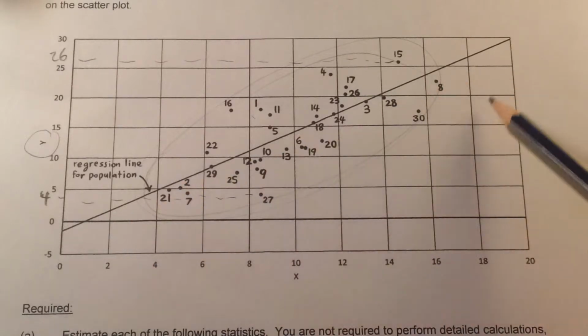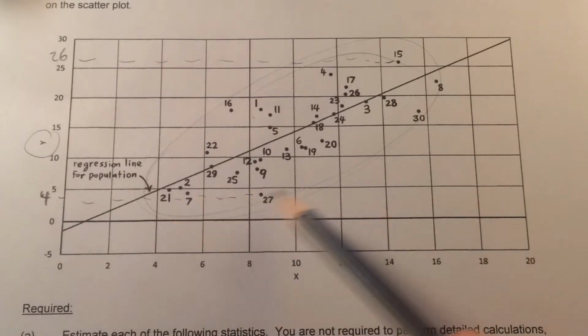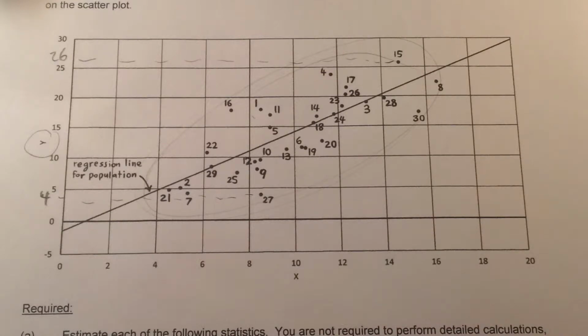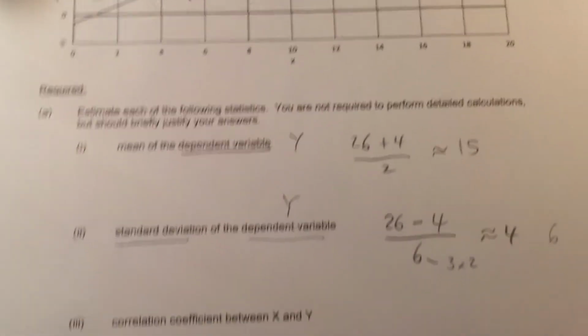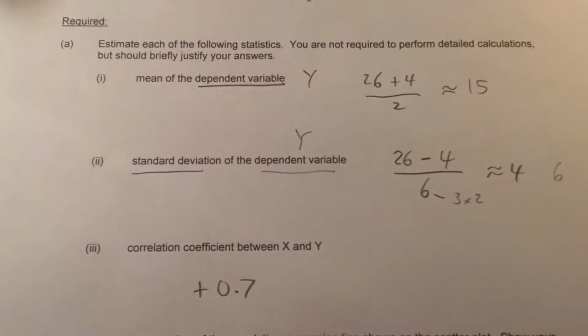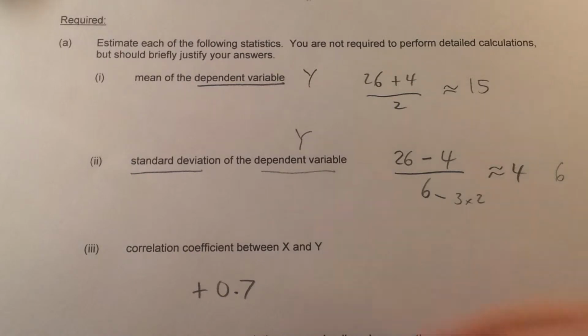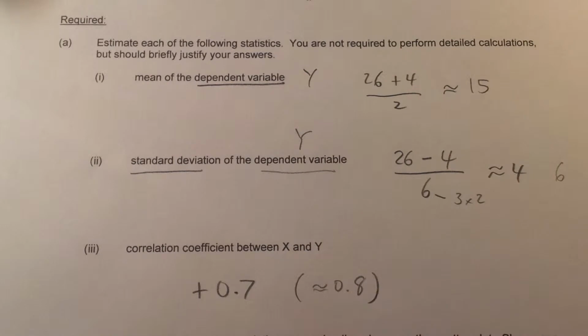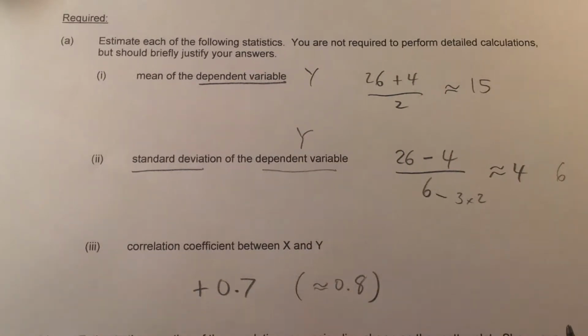This one is upward sloping, so it's definitely positive, and it's not too far off a straight line. So an answer of, say, 0.7, moderately strong, but definitely positive, would be a reasonable approximation here. It turns out that if you knew the exact values, it's actually a bit closer to 0.8. But again, in this case, if you said anything from 0.5 up to about 0.9, I think I'd be reasonably happy.